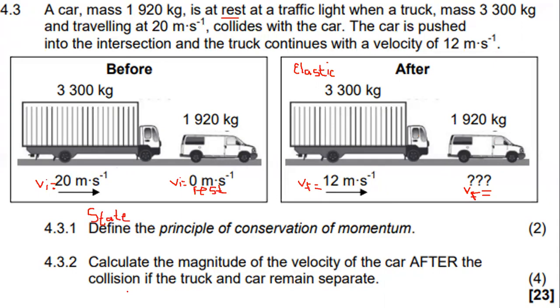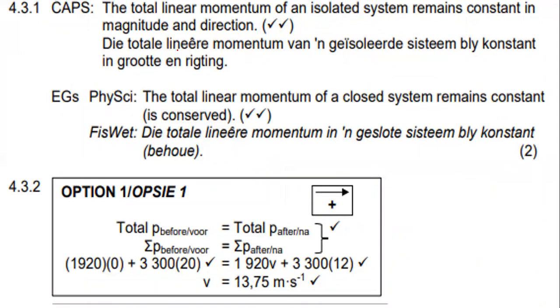And we know very well the principle states the total linear momentum of an isolated system remains constant in magnitude and direction. So the total linear momentum of an isolated system remains constant in both magnitude and direction, and that is 2 marks. Right, so there it is given. The total linear momentum of an isolated system remains constant in magnitude and direction, and you can see it's 2 marks or nothing.